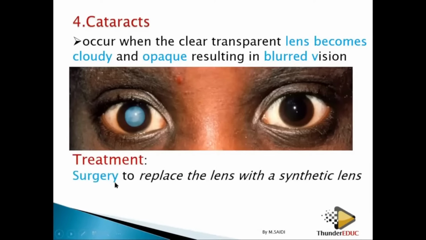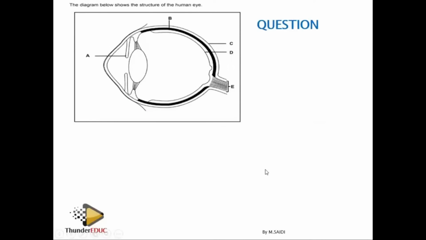How do you treat it? Treat it by doing surgery to replace the lens with a synthetic lens. It means that you remove the lens which was there, and then we put in the one which is synthetic, which means the one which is manufactured, a man-made lens.